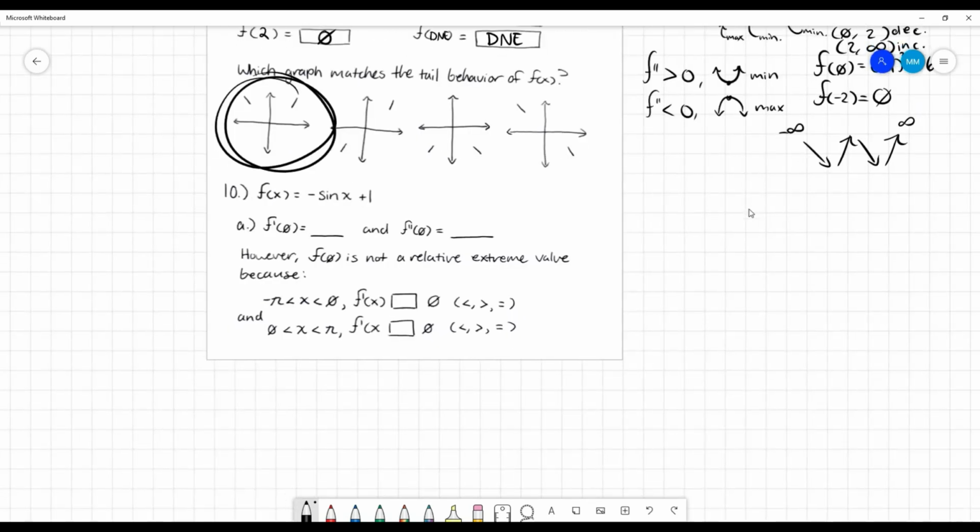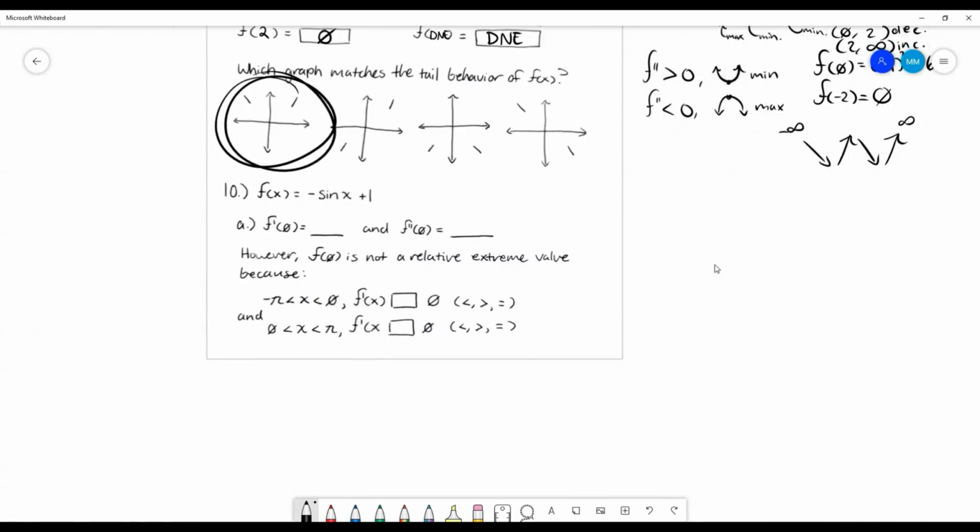Now for our final question, it says f of x equals negative sine of x plus x. Okay. And they want to know what f prime of 0 is, so we're going to go ahead and take that derivative. It's going to be negative cosine x plus 1. If I plug in the 0, well, cosine of 0 is 1, negative 1 plus 1 is 0.